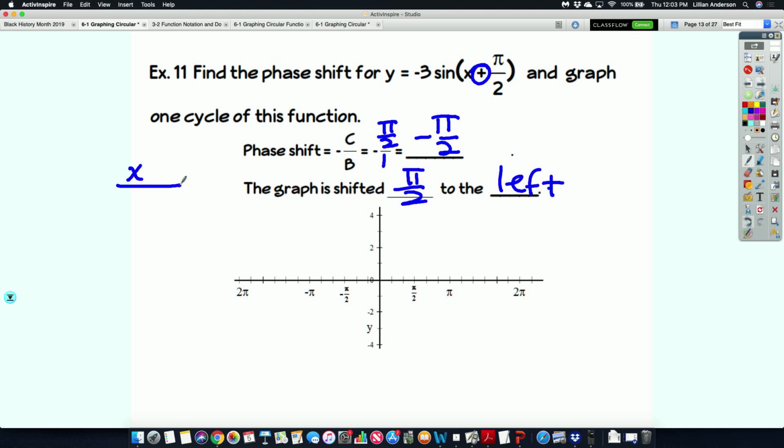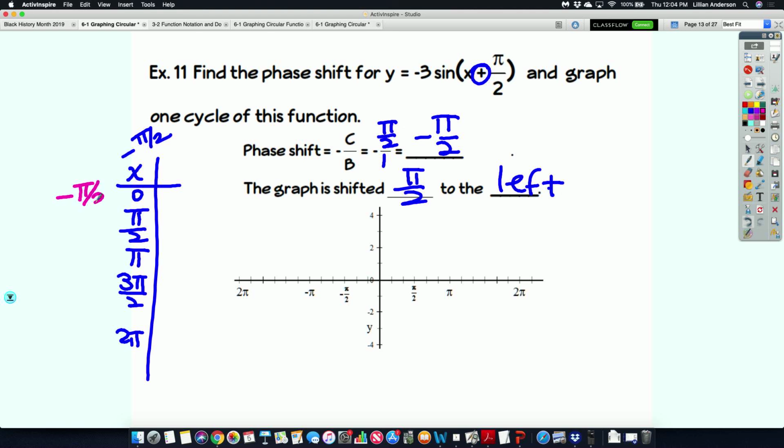So, this affects your x. Phase shifts affect your x by either addition or subtraction. If I have a horizontal stretch, I apply that first, and then I apply my phase shift. But since I don't have a horizontal stretch or shrink, I'm going to basically take all my x values and subtract pi over 2 from them. This is where being good with your common denominators comes into play. What's 0 minus pi over 2?